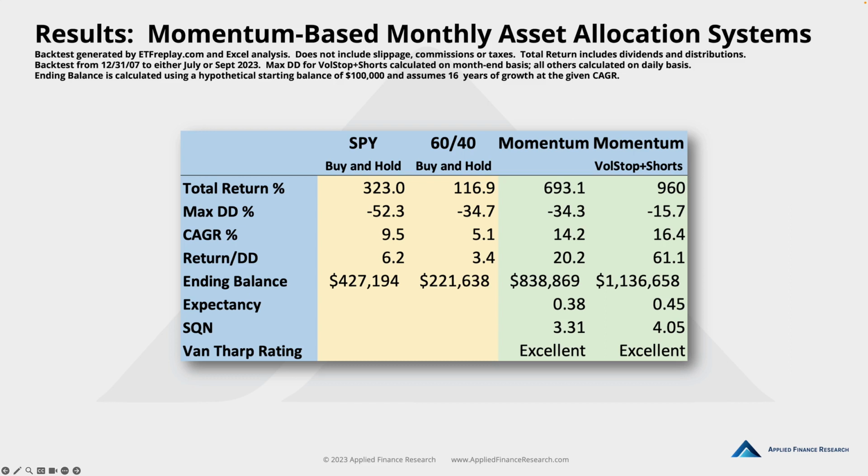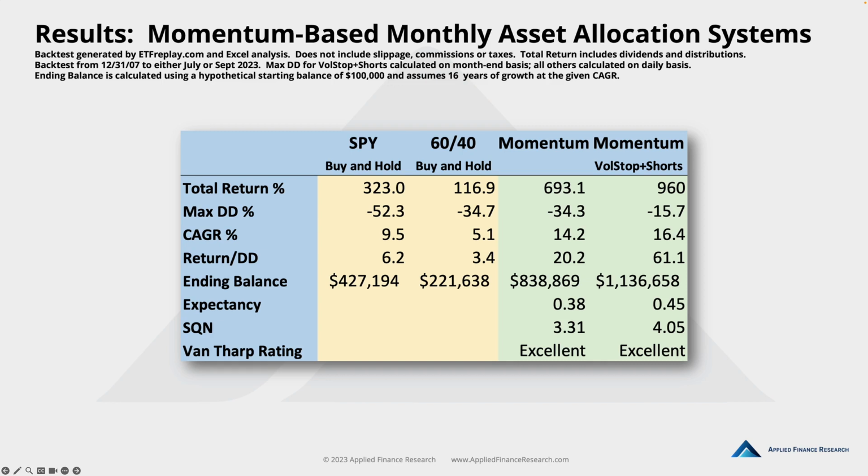We see that for this period the S&P returned 323%, while our standard first generation configuration of momentum system returned 693%. While the S&P had a maximum drawdown of minus 52.3, the system had a maximum drawdown of minus 34.3. The S&P had a compounded annual growth rate of 9.5%, while the system returned 14.2%. The S&P had a return to drawdown ratio of 6.2, while the momentum system had a return to drawdown ratio of 20.2.